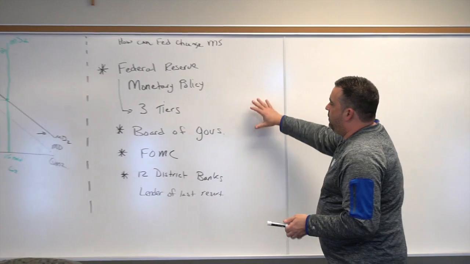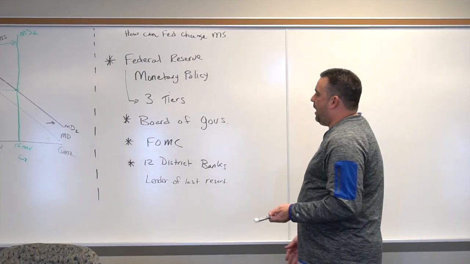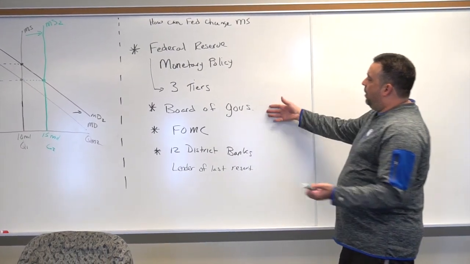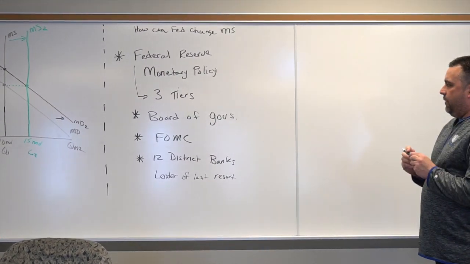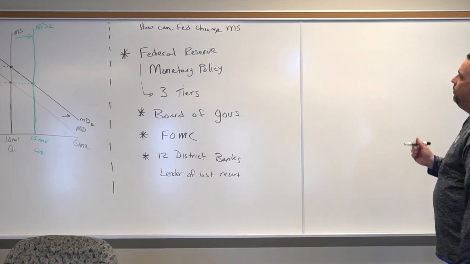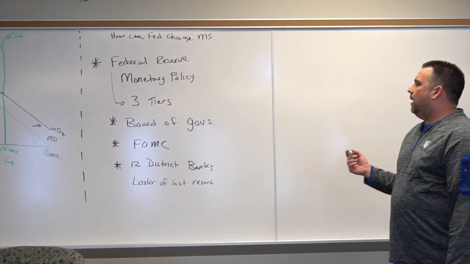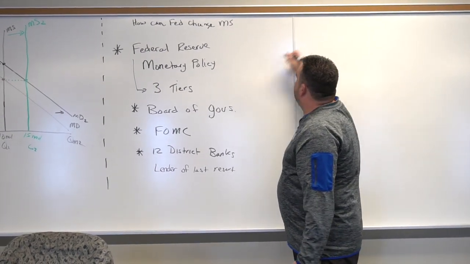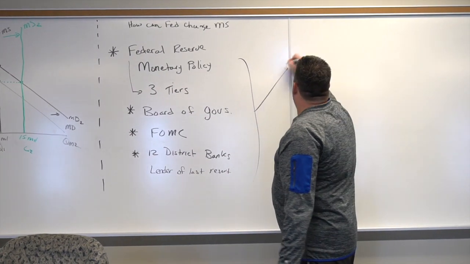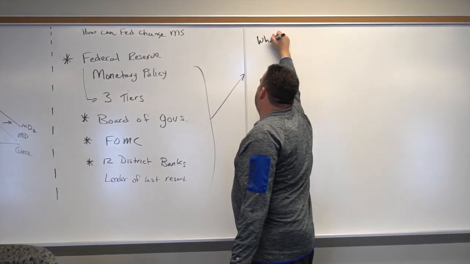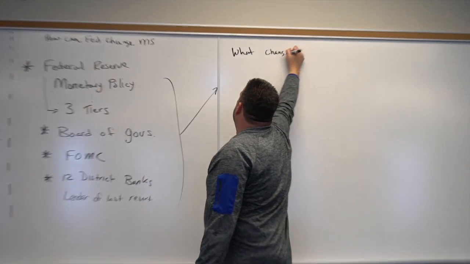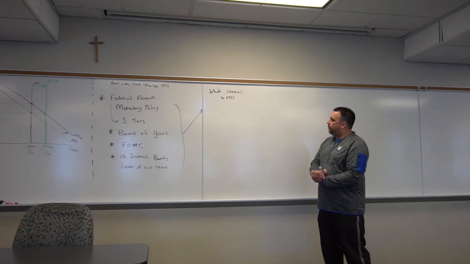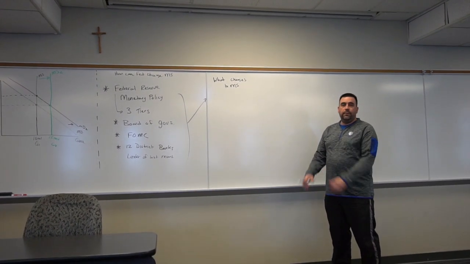All three of these tiers have the capability of changing the money supply. Again, some on a more rapid basis, like the FOMC, and some on a probably slower basis, like the Board of Governors. I think that's what we'll move into as we go forward. Next class, we'll start looking at these policies and what they're doing to the money supply. Okay, I think that's probably a good stopping point for today, and then we'll pick up.